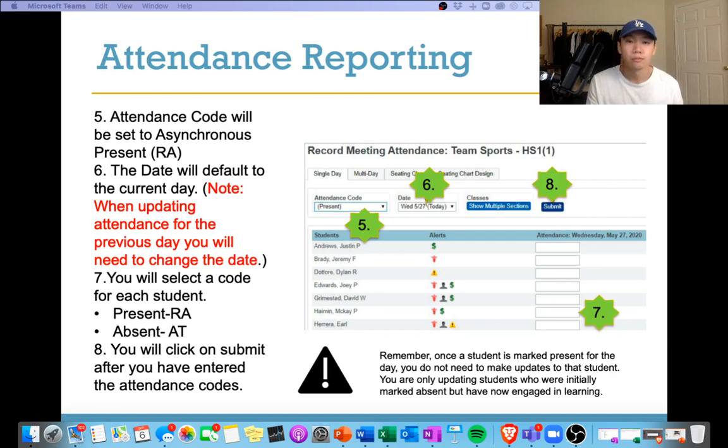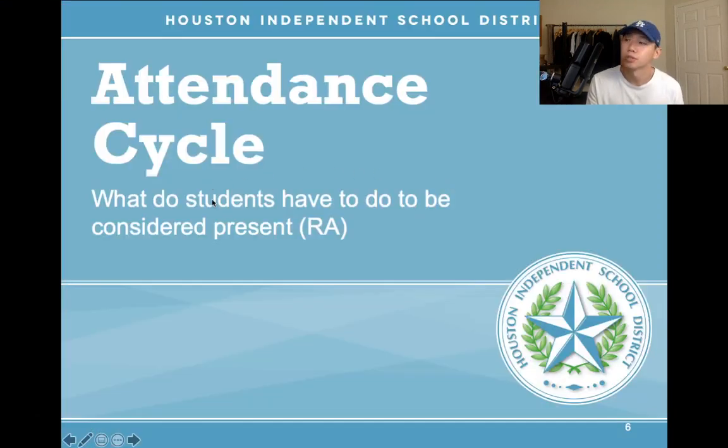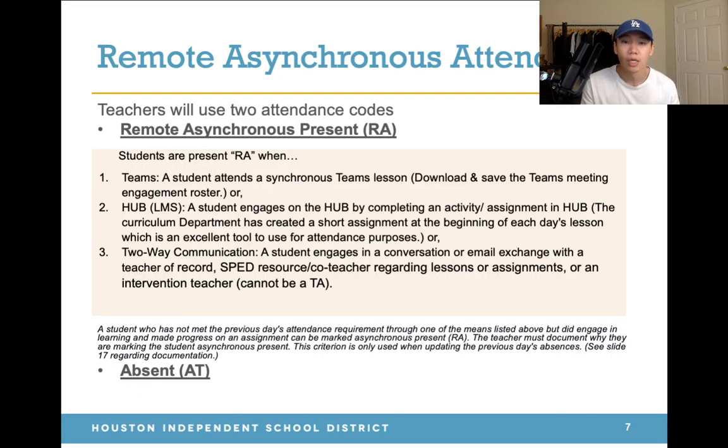And so let's go ahead and answer question number two. What do students have to do to be considered present? And so a student can do one of three things. The first one is attend a synchronous Teams lesson. So if they attend a synchronous Teams lesson, they'll be marked as present. If they complete a hub assignment or activity, they'll also be marked as present. So that's the first two methods.